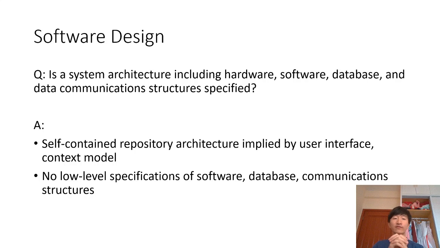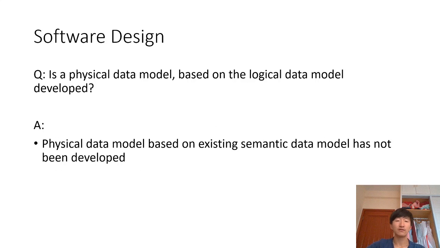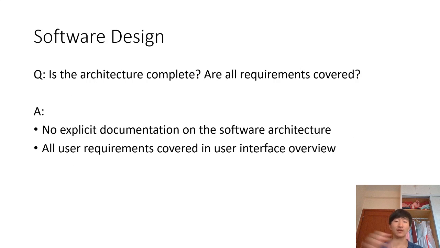A self-contained repository architecture is implied by our user interface and context model. However, we have not created any detailed low-level specifications of the software, database, and data communication structures. The document contains a semantic data model, but this has not been translated yet into a physical data model. There is, again, no explicit documentation on the software architecture, but all user requirements are covered in the user interface overview. In implementing such a user interface, we expect to satisfy all our current client requirements.